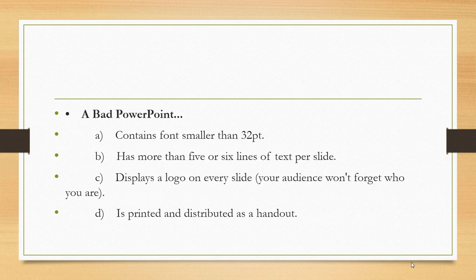A bad PowerPoint contains font smaller than 32 pt. It has more than 5 or 6 lines of text per slide, so the slide is overloaded. A good one displays a logo on every slide so your audience won't forget who you are. It is also a bad PowerPoint if it is printed and distributed as a handout.